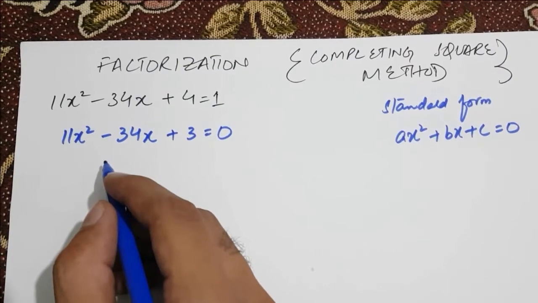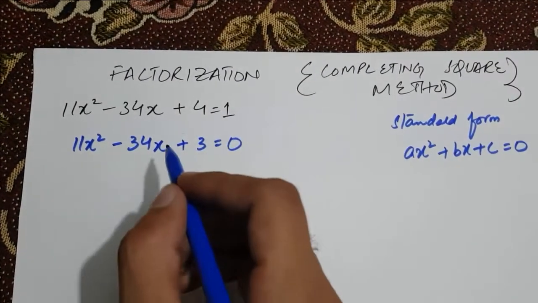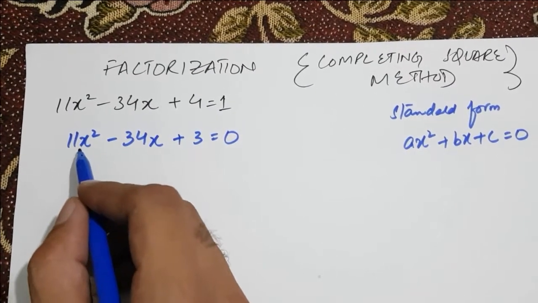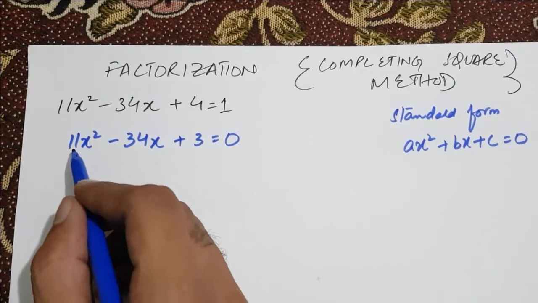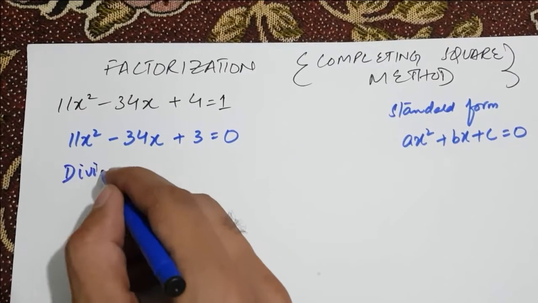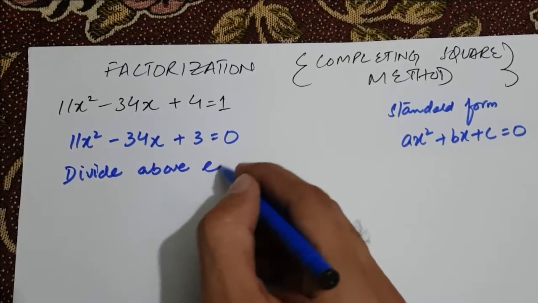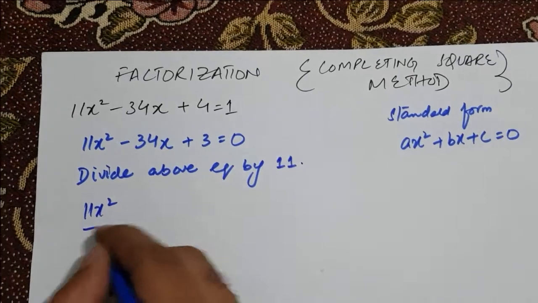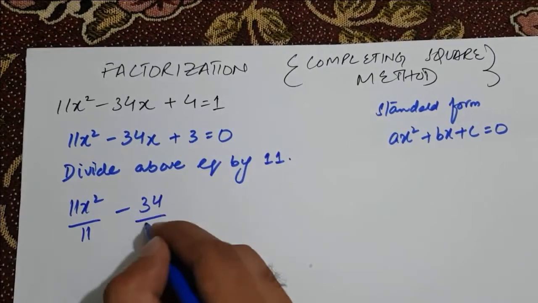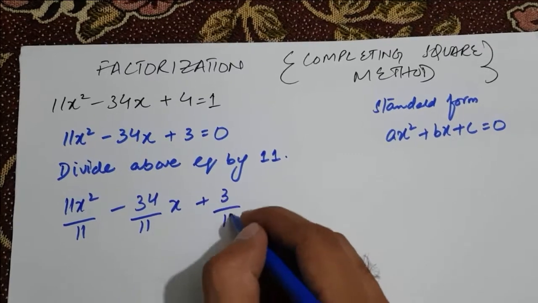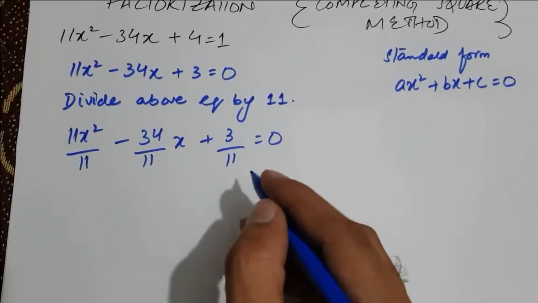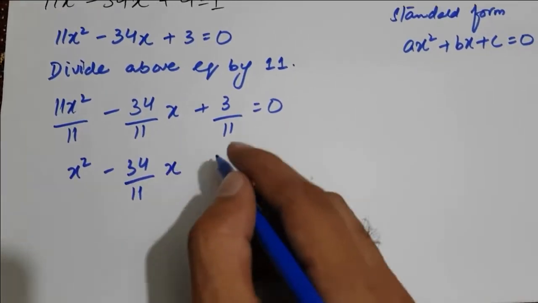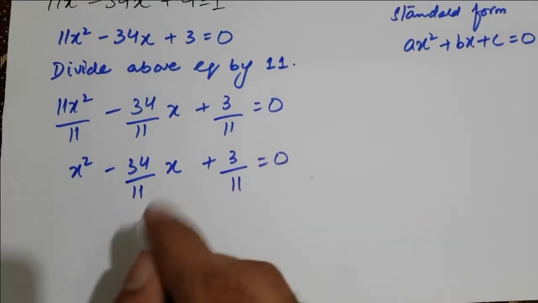So the first step of completing square method is you have to make the coefficient of x squared equals to 1. But since here it is 11, so we divide the above equation by 11. We get 11x squared over 11 minus 34 over 11x plus 3 over 11 equals to 0. So we get x squared minus 34 over 11x plus 3 over 11 equals to 0.